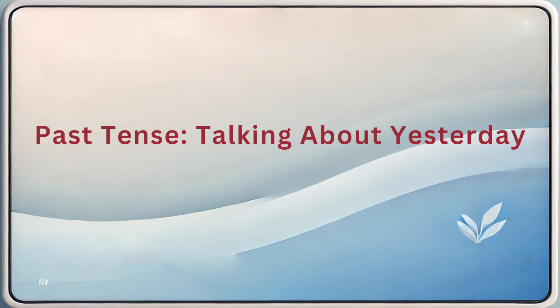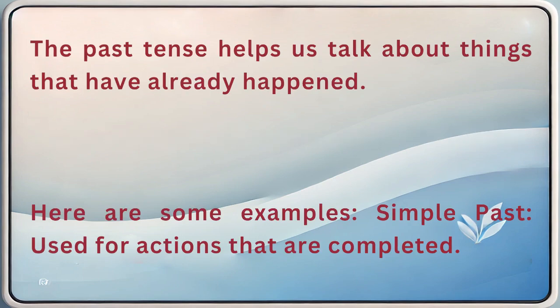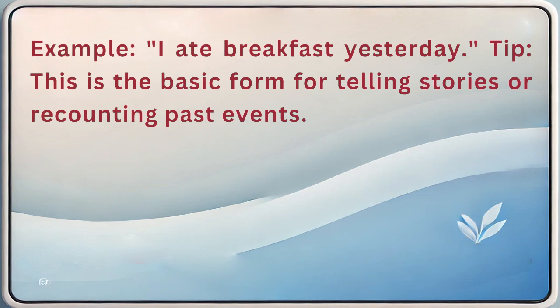Past tense, talking about yesterday. The past tense helps us talk about things that have already happened. Here are some examples. Simple past, used for actions that are completed. Example: I ate breakfast yesterday. Tip: this is the basic form for telling stories or recounting past events.